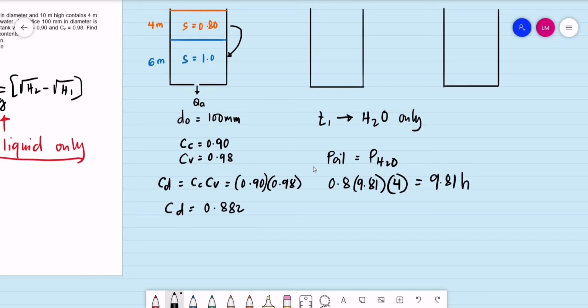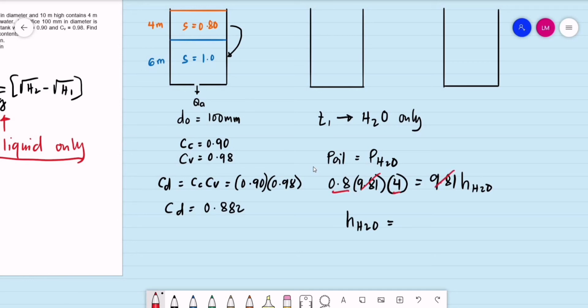Okay, let's say H sub 2O. Ano yung equivalent height ng oil in terms of water? So, ito yung height in terms of water ng oil. Pwede na nating i-cancel dito yung 9.81. Ano yung 0.8 of 4?